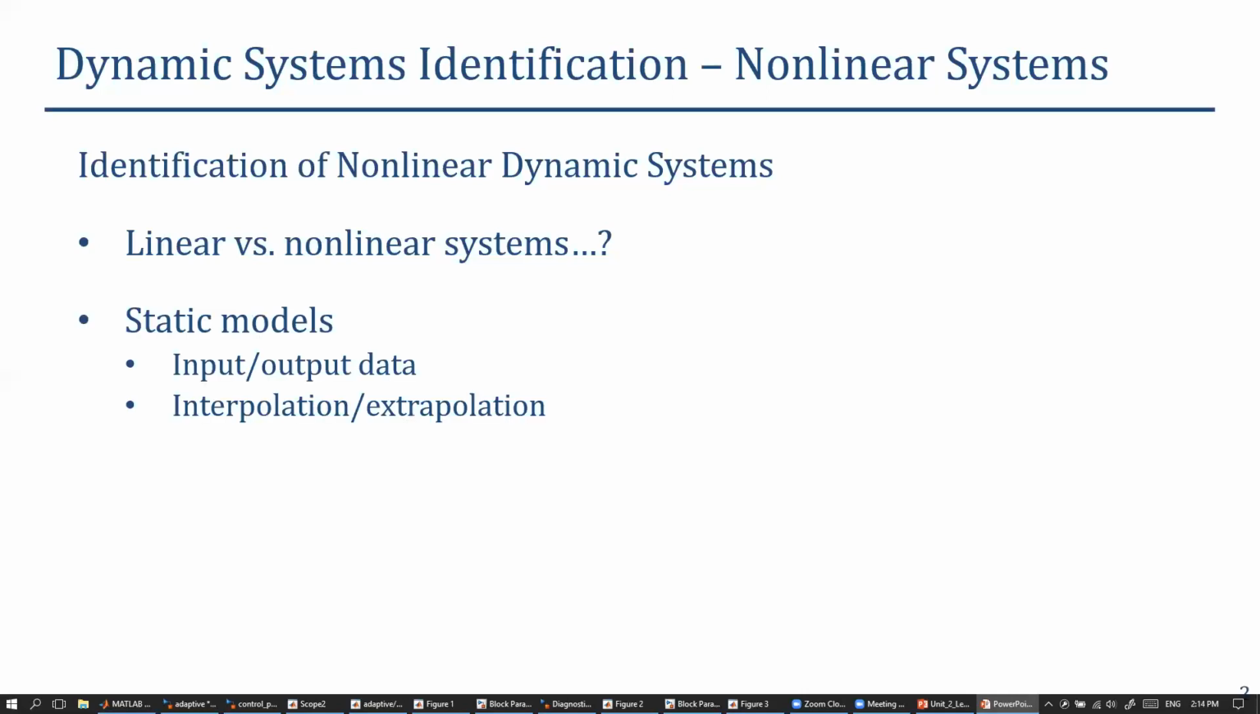Now, when we talk about nonlinear models, we talk first about static models, where we have the input and output data, so the input-output map. The relationship between input and output is nonlinear. Such static models are able to interpolate and extrapolate around the operating region.